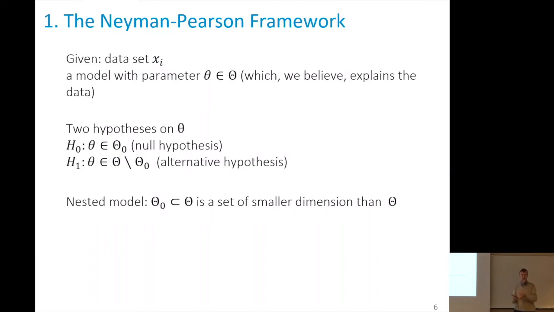For example, theta 0 is defined by a constraint: the mean of this is equal to the mean of that, while in theta the means can be whatever they want. So typically, this has a larger number of dimensions than this. When we're in this set, the theory of tests is well understood. In other cases, it might be more delicate. That's why we call it the nested model. The null hypothesis is the one that we are interested in, typically. Is this treatment improving things or not, for example?